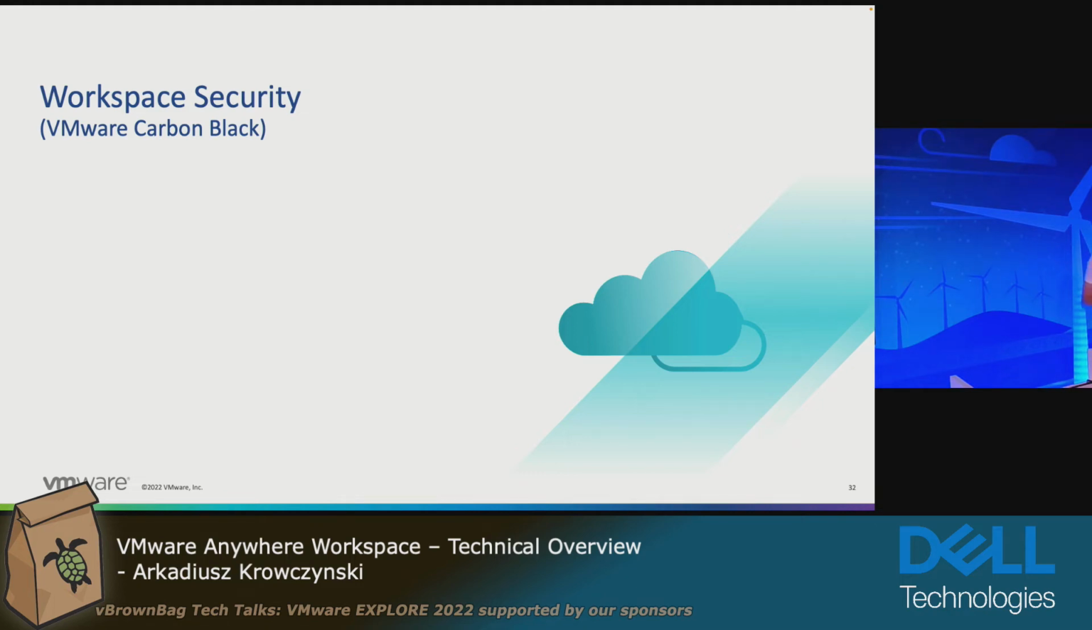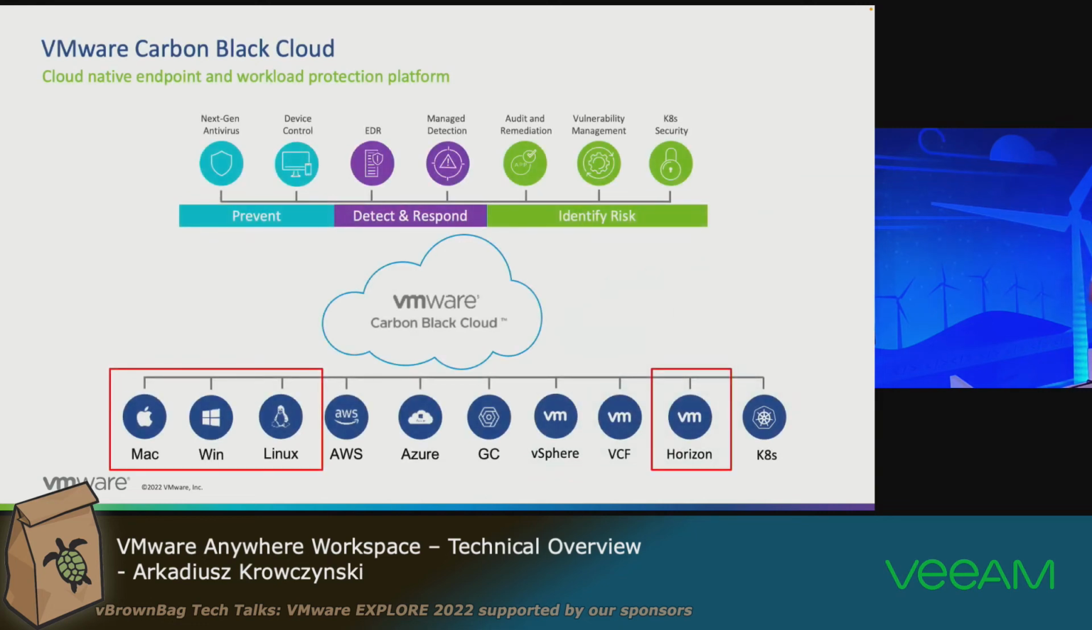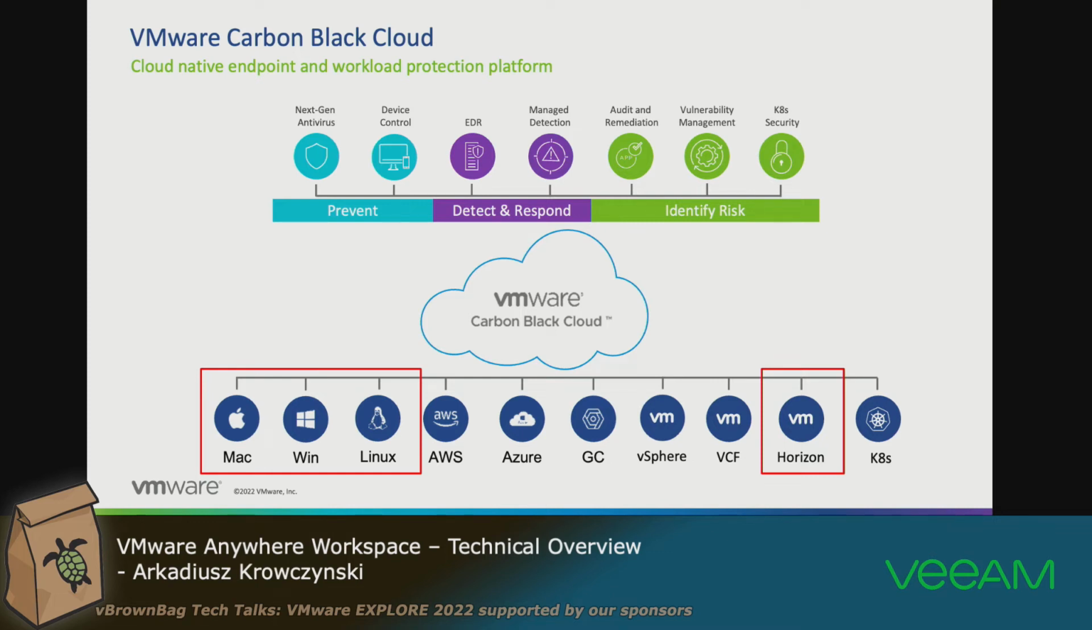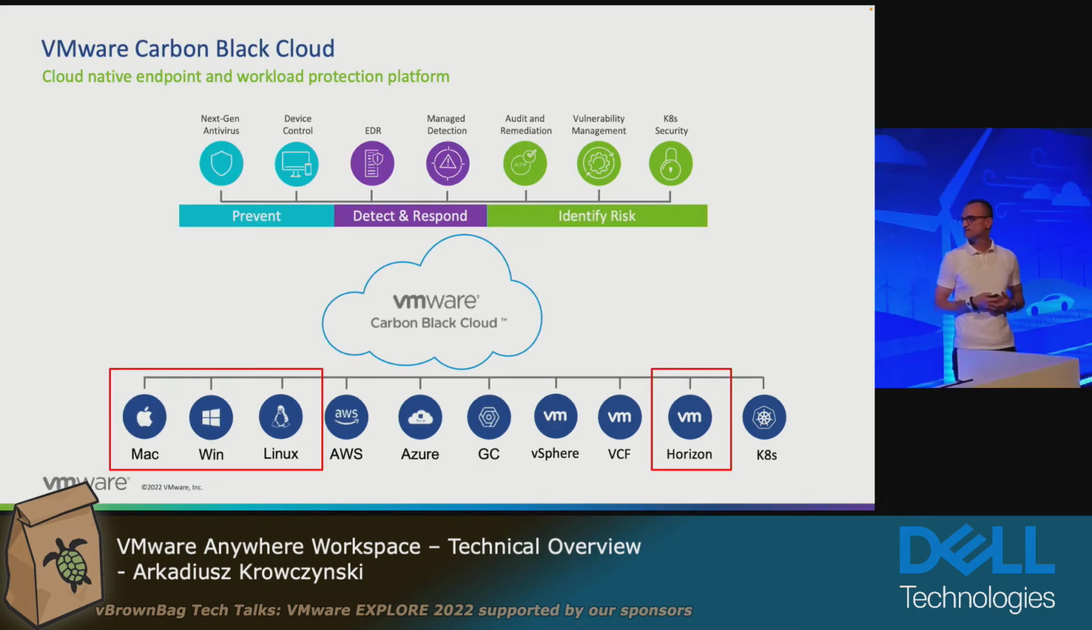Coming to the security topics from a workspace security perspective, we from the EUC BU are working very closely with the Carbon Black guys. All these operating systems in the red mark, like macOS, Windows, Linux, and also Horizon, can be managed with Carbon Black. Carbon Black is a modern EDR solution, cloud native, with no on-premise infrastructure.